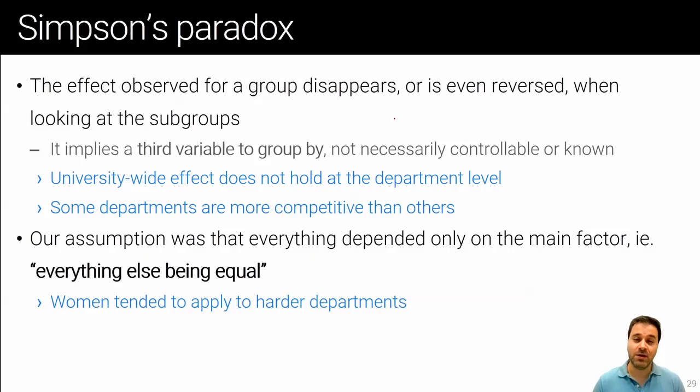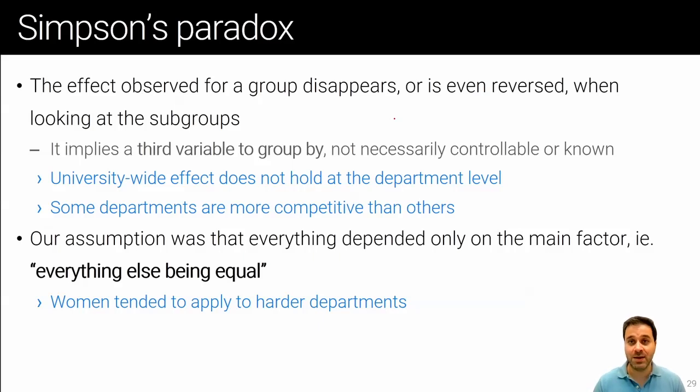So the assumption here, when just looking at the global data at the group level, was that everything depended on the main factor, on men versus women, that everything else was just the same. And sure, if the admission rate was the same by departments and we had the same amount of applications, men and women by department, sure, we can just look at the aggregates. But if it's not, like in this case, and 99% of the times it's not, then we have to be careful with this. It was just, again, in this case, that women tended to apply to harder departments. And that's why overall we saw this effect.